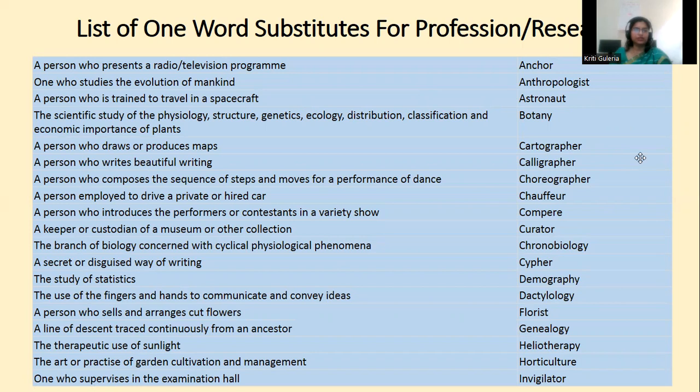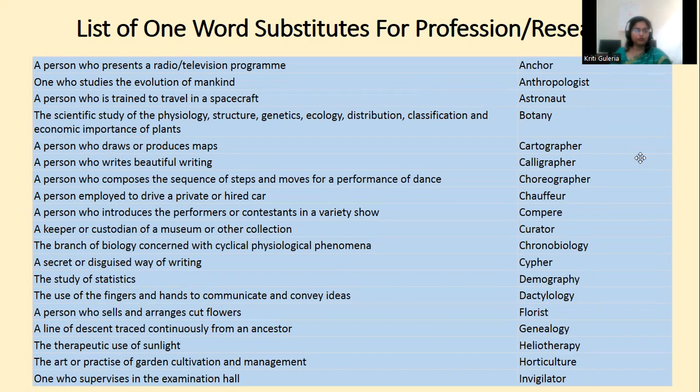A person who studies the evolution of mankind, anthropologist. A person who is trained to travel in a spacecraft is astronaut. A person who draws or produces maps, cartographer. Person who writes beautiful writing, calligrapher. A person who composes the sequence of steps and moves for a performance of dance, choreographer.